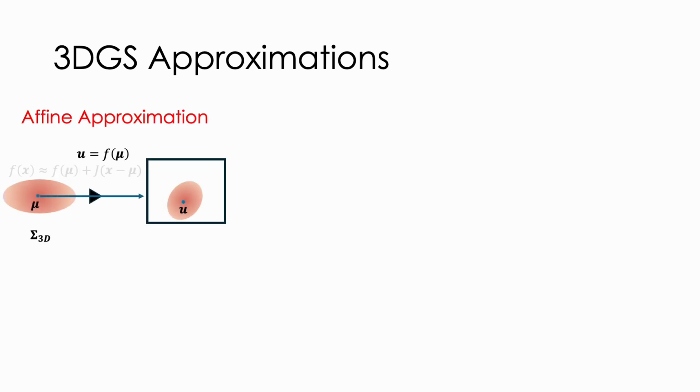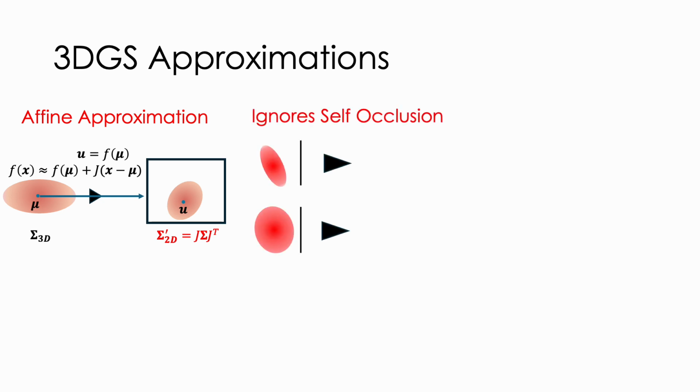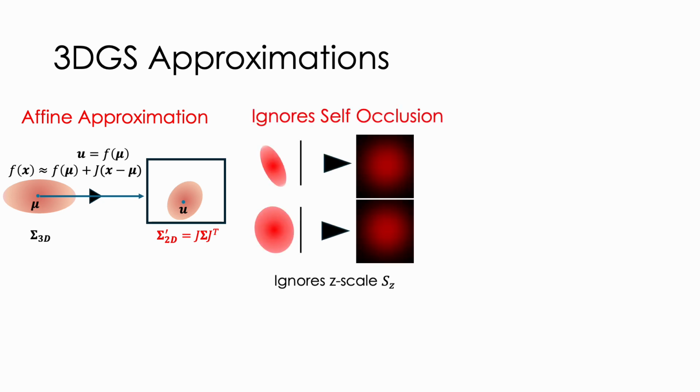We now briefly look at the splatting approximations in 3D GS that are alleviated by our method. 3D GS linearizes the camera projection function to compute the covariance of the splatted 2D Gaussian. This approximation causes perspective distortions while also ignoring the z-depth of the Gaussian. As a result, 3D GS renders the same image for two Gaussians with significantly different z-scales.